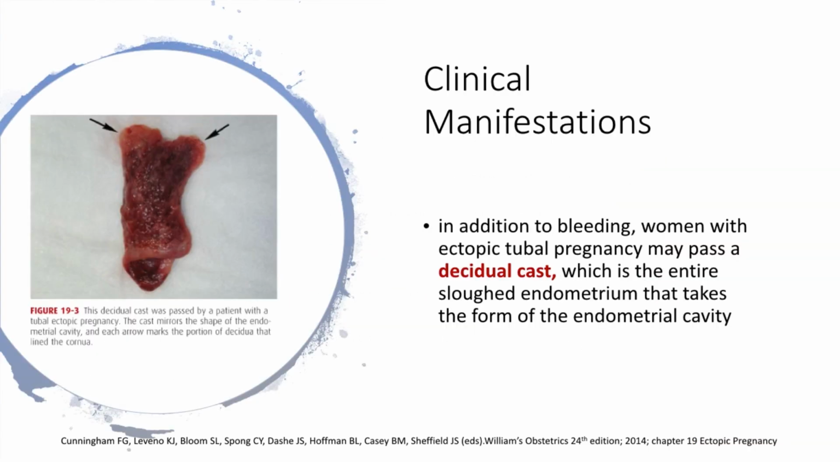In addition to bleeding, women with ectopic tubal pregnancy may pass a decidual cast, such as seen in this picture, which is the entire sloughed endometrium that takes the form of the endometrial cavity.